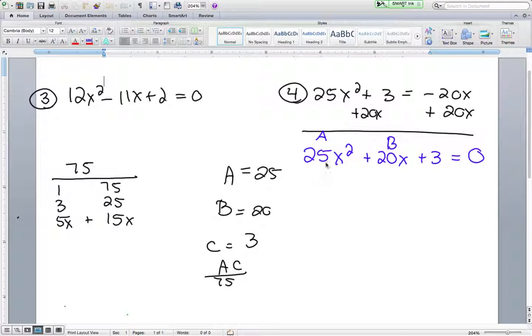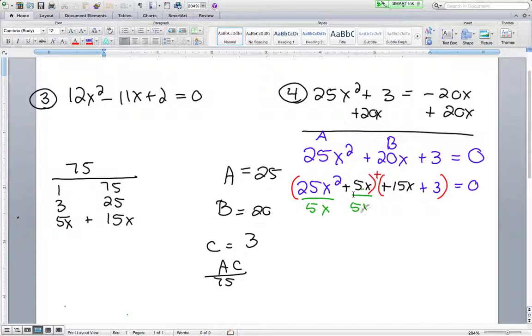Cool. Now I can rewrite this, and I'm going to rewrite it as a 25x squared plus a 3. It's going to be equal to 0. And instead of writing a positive 20x, I'm going to break it up into a plus 5x plus 15x. And now I'm ready to group. So I group. I GCF here and get 5x. GCF there, 5x. And so I pull a 5x out front, and I get a 5x plus a 1.